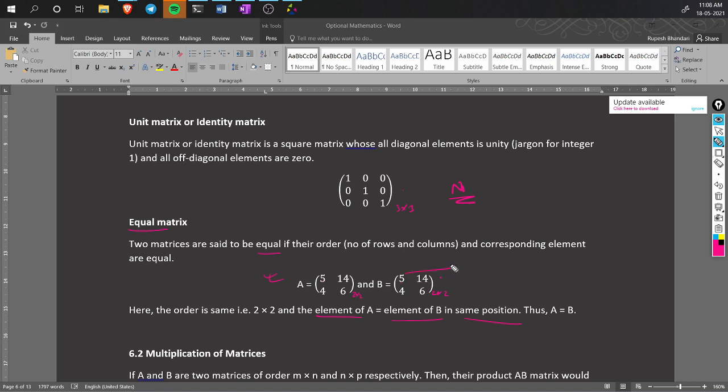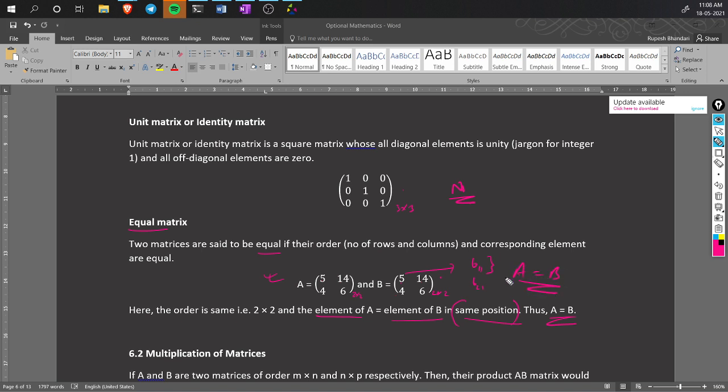You can also refer to this element as B11 and this one as B21. B11 is the first row, first column. B21 is the second row, first column. The elements in the same position should be the same. Don't forget that. Only when they satisfy this requirement are they equal.